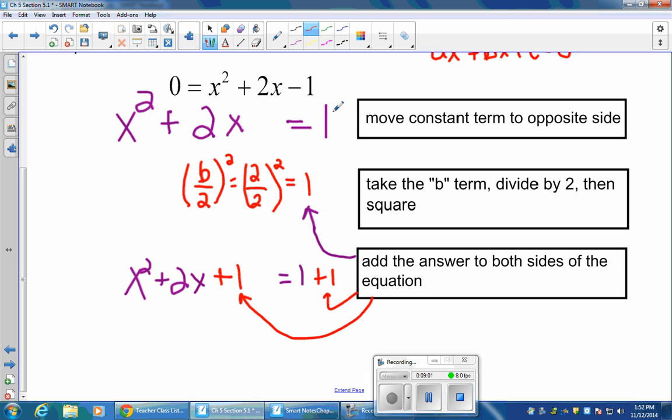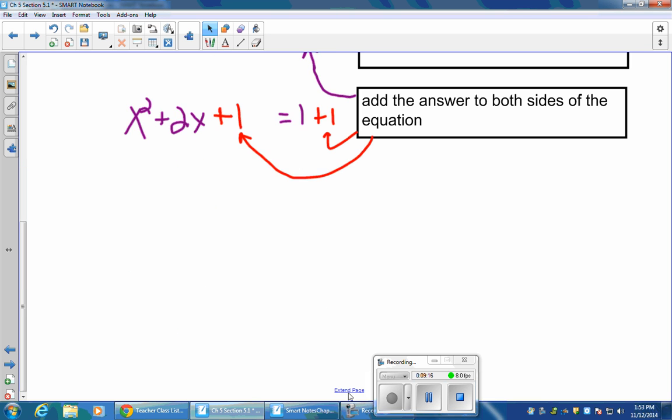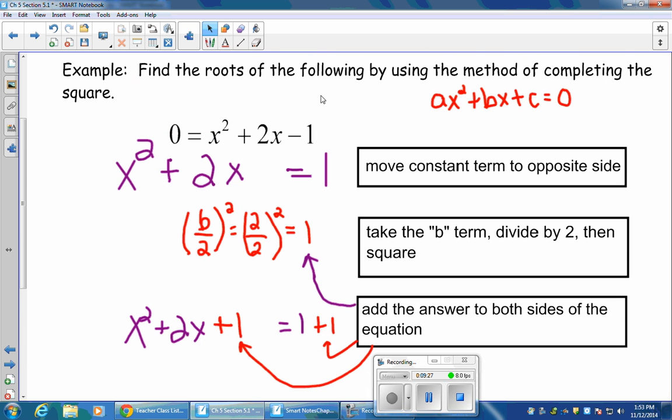So move the constant term, take your b term, divide it by 2, and square it. Take your answer and add it to both sides. Now what you're going to do is reverse FOIL the left-hand side and simplify the right-hand side. So if you go to reverse FOIL this, and notice, go back to the beginning, notice how this was not reverse FOILable.